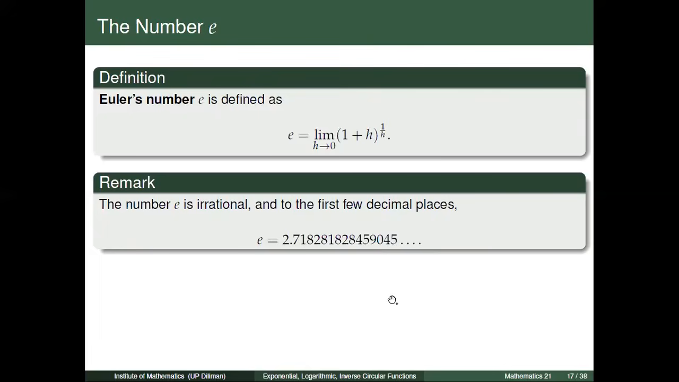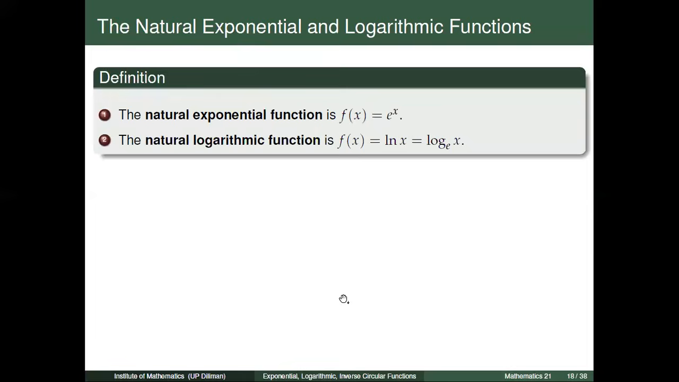The exponential function and logarithmic function with base e are called the natural exponential function and the natural logarithmic function, respectively. Now, for the natural logarithmic function, we have this special notation, ln x. So ln x is just the logarithm of x to the base e.